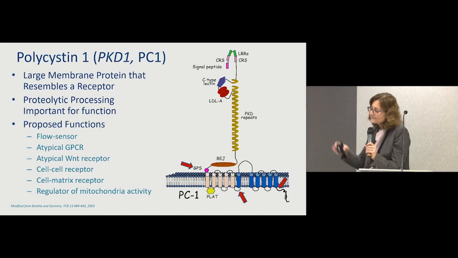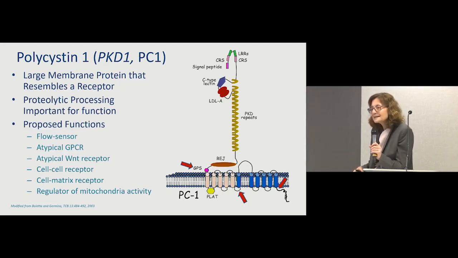So this is a very big protein. It's got numerous motifs, and there have been many, many proposed functions for this protein, and I've listed those there. As a flow sensor, I'll get into that, an atypical G protein coupled receptor, et cetera, et cetera. So I think it's fair to say we still don't completely know what the function of this protein is.